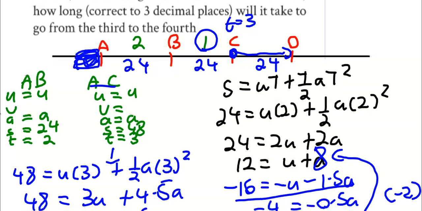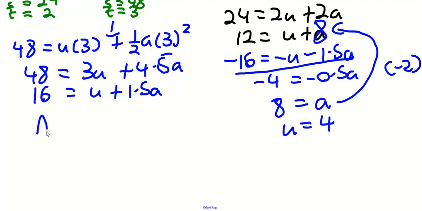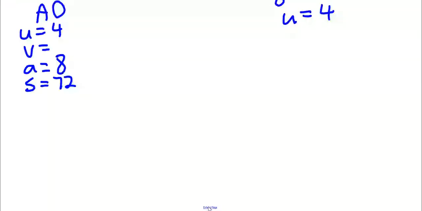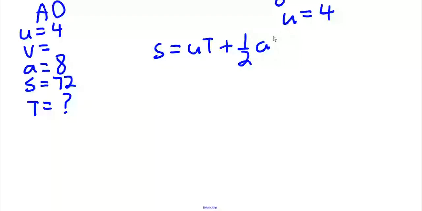So we're going to do a list for A to D. Here's our list for A to D. Our U value is what? 4. Our V value, we don't care about. Our A value, 8. Our S value, 72. And our T value, we don't know, do we? Okay, and let's do S equals UT plus a half AT squared. S is 72. UT is 4.